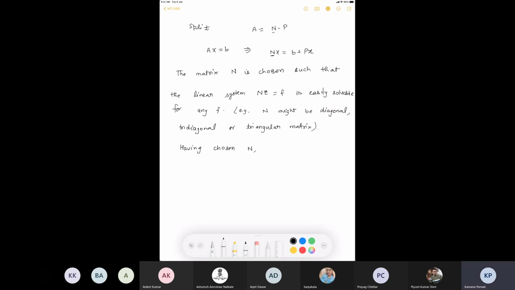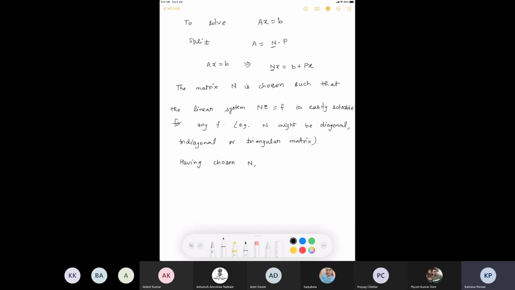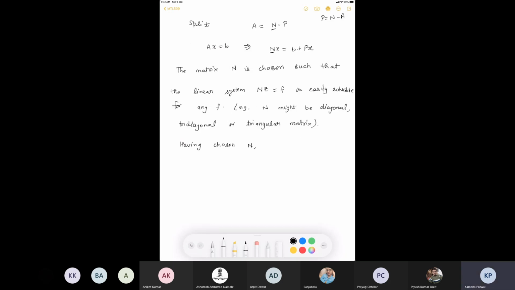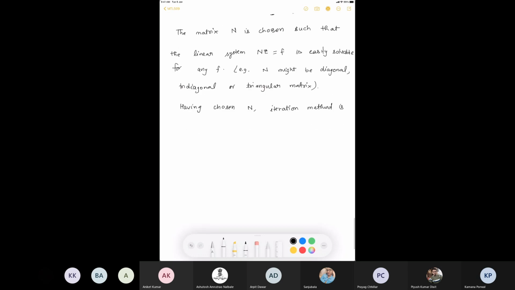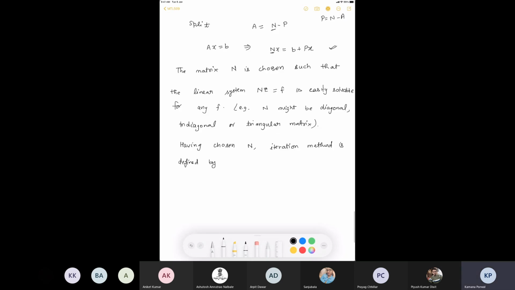Now, once we have chosen the matrix N, I can define the numerical method. Note that once we have found N, you have designed what N you are requiring, P is simply going to be N minus A. So, having chosen N, we can write down the iteration method. I'm going to use this equation to design the iteration method.